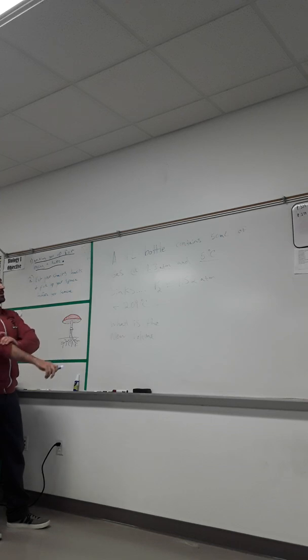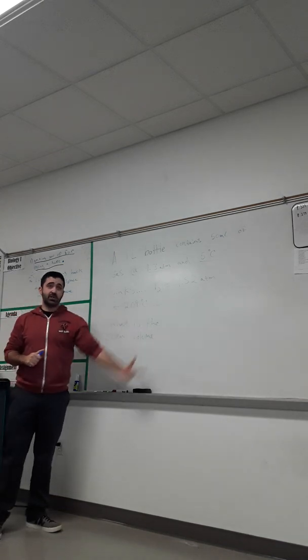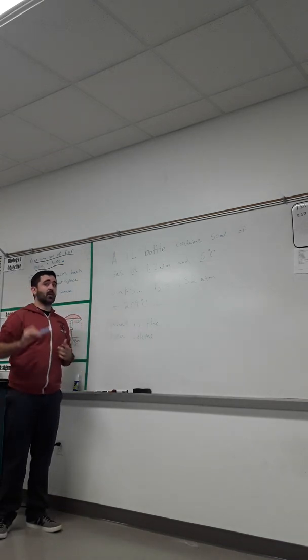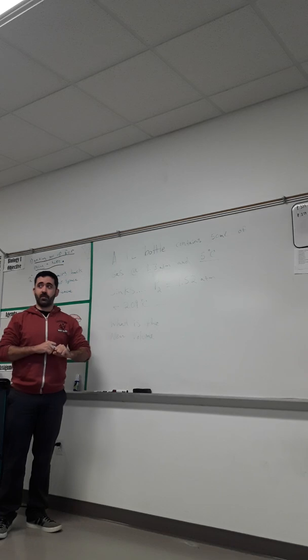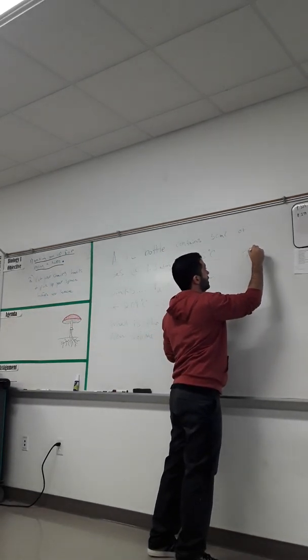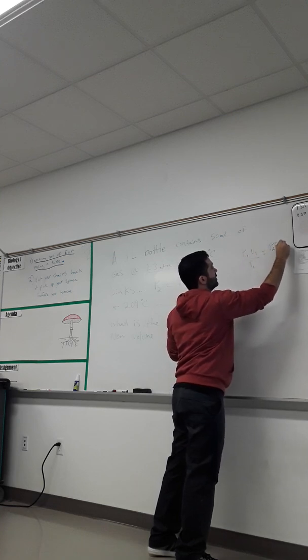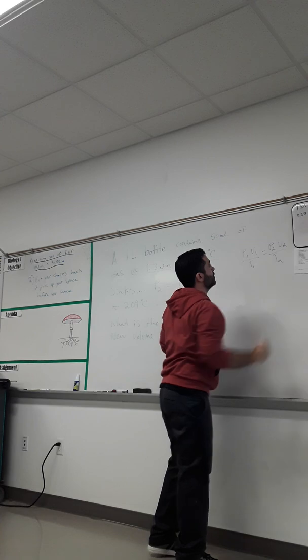So the first thing that we need to do is look at what they gave us and look at what they want. They give us a pressure, a temperature, and a volume. Since all of these things change, what equation do we use? Combined gas law. Good. So we need P1 V1 over T1 is equal to P2 V2 over T2.